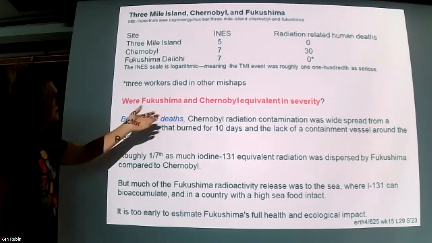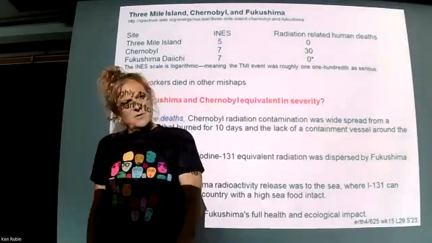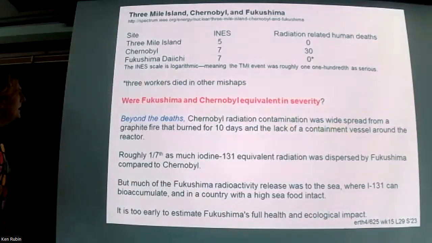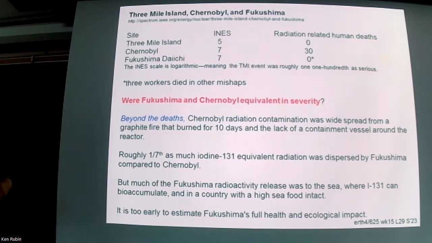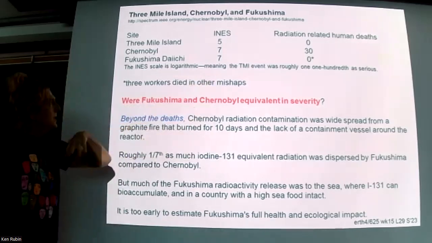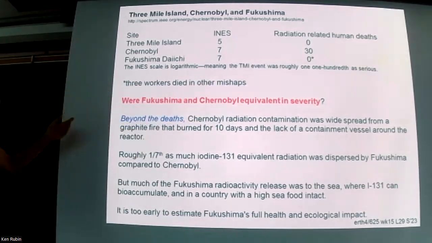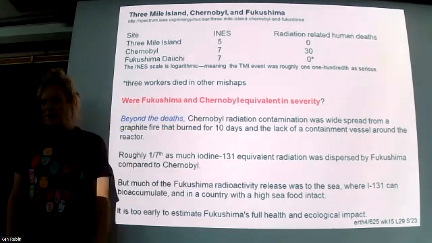The number of deaths: 0, 30, and 0, although that 30 has an asterisk with it because there were 3 workers that died after the fact in physical accidents, not because of radiation, but other mishaps that happened in the days after the accident. So some people would include them, other people don't include them. And one of the questions we have is, were these two things equivalent in severity?